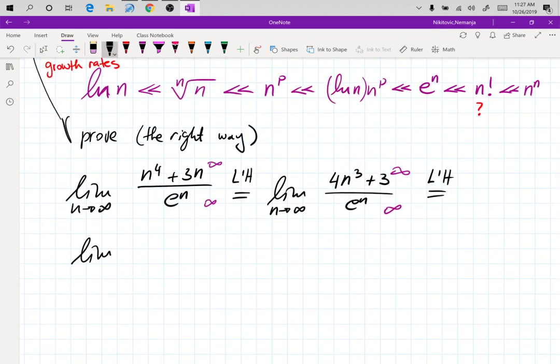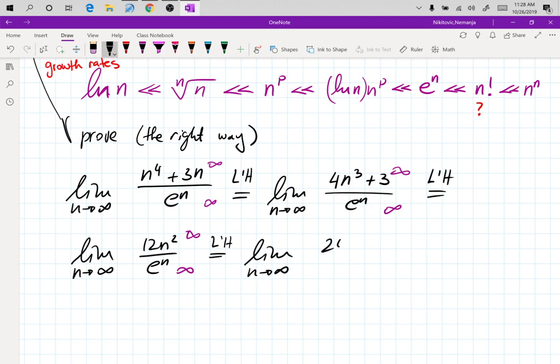And that would be, yes. So it would be now 12n squared over e to the n. It is infinity over infinity again. So you keep using the rule until you run out of the options. And now you have 24n divided by e to the n. And you have infinity over infinity again because when you plug in infinity, n is infinity.